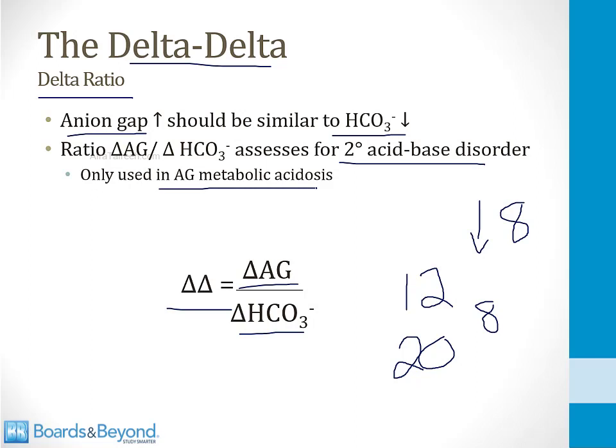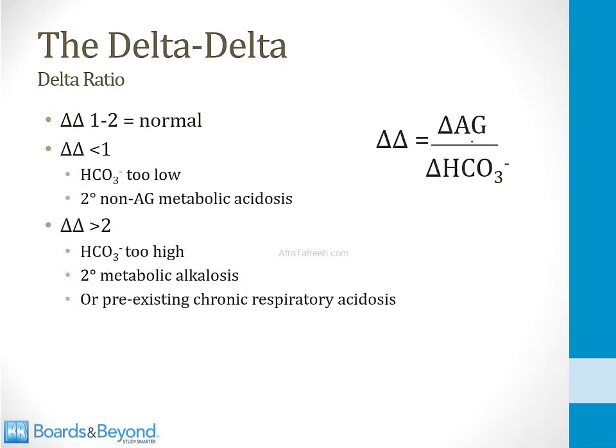And just as contrast, Winter's formula can be used for any metabolic acidosis to tell you the expected PCO2. In the case of the delta-delta, you only use it in the setting of a high anion gap metabolic acidosis. So as I said, the delta-delta is the ratio of the change in anion gap to change in bicarb. A delta-delta of 1 to 2 is normal. If it's less than 1, it means the bicarbonate level for that patient is too low. So there must be something going on to make the bicarbonate lower than it should be, and that something has to be another metabolic acidosis, meaning a non-anion gap metabolic acidosis.